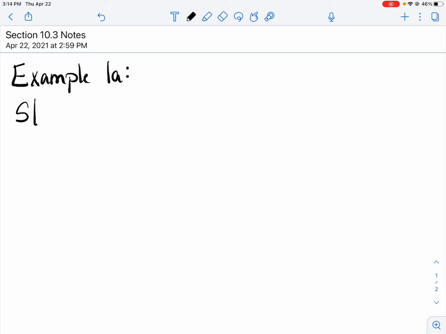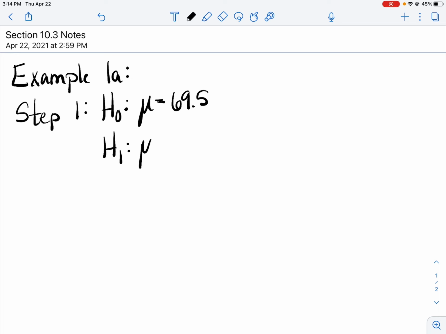So our first step, you'll see in your notes, is to write the hypotheses. Our null hypothesis will be mu equals, and here the mean height of American males is 69.5. Our alternative hypothesis, we bring down that mu, and we want to know if presidents are taller than average, so that would be a greater than. And our units here are inches.